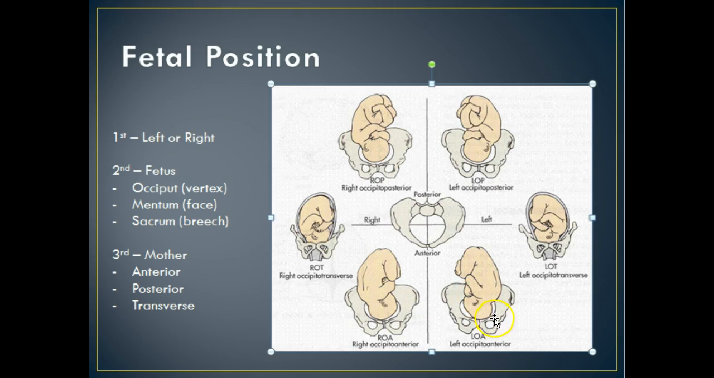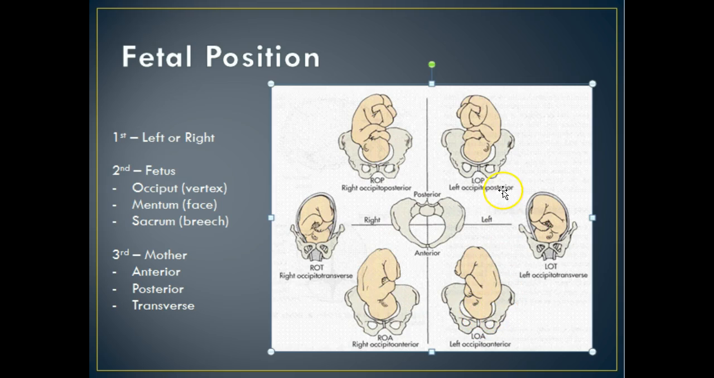So again, we're thinking about the back of baby's head. Let's take this one for example. This is the most common position babies are in, LOA. O is for the occiput, so back of baby's head. It's towards mom's left, that's why we're in L. And then it's closer to mom's pubic symphysis than her sacrum, so the pubic symphysis would translate to being anterior.